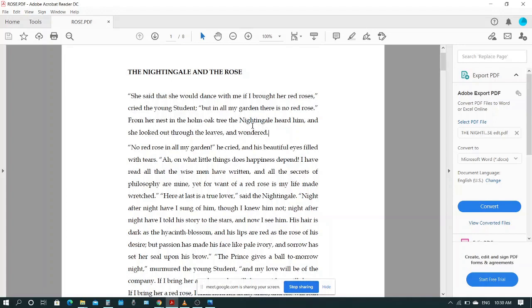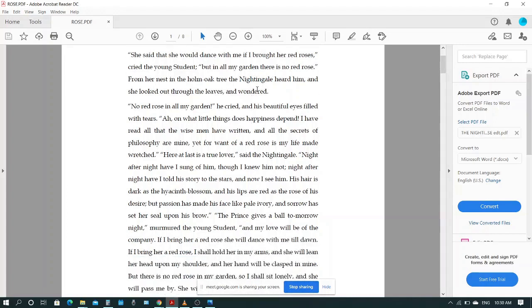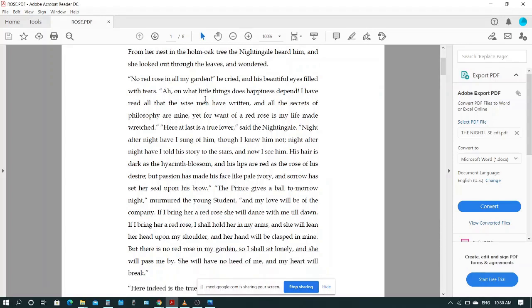Now remember, it is a kind of relationship between the boy and the nightingale, in which the nightingale has a very good, soft, lovely feeling for this boy. Okay, and then the boy has his own temperament, his own mood, his own expectation in life. So what he expects is the red rose in order to dance with that particular girl. Okay, so what he says further: no red rose in all my garden.